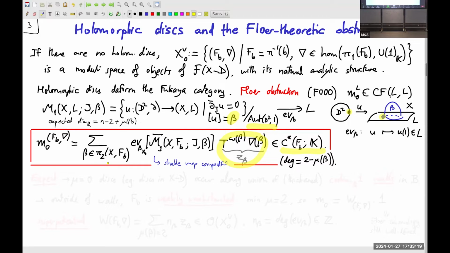And observing there, the terms corresponding to a given class beta become something of cohomological degree 2 minus the Maslov index. For example, if you take evaluation chains, well, this moduli space has expected dimension given by the index theorem, n minus 2 plus the Maslov index. So it gives you an evaluation chain of codimension 2 minus Maslov index.